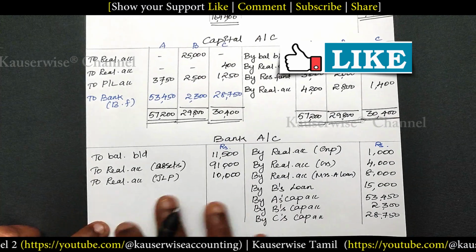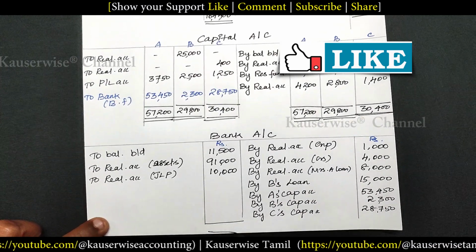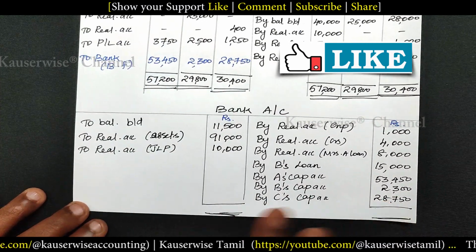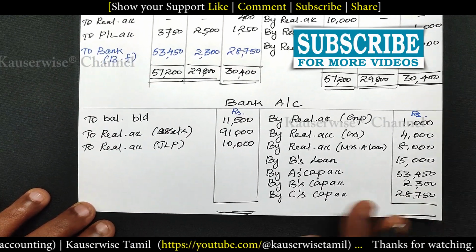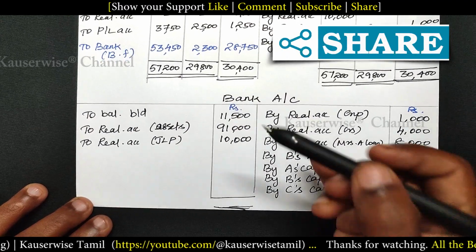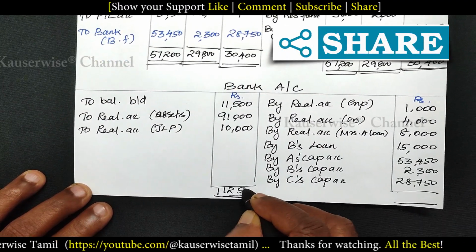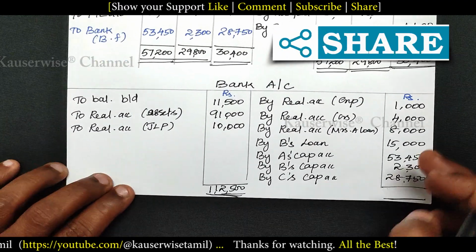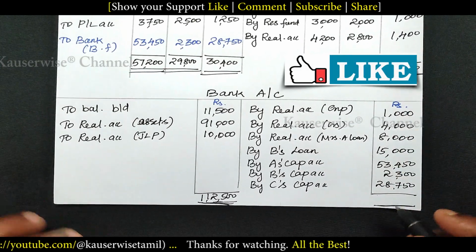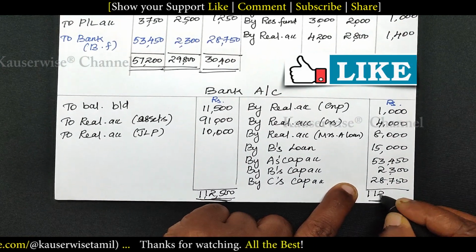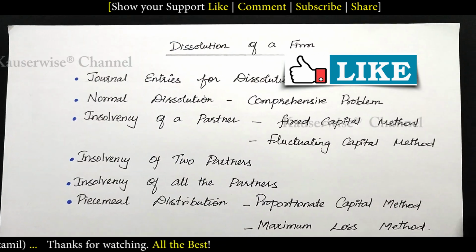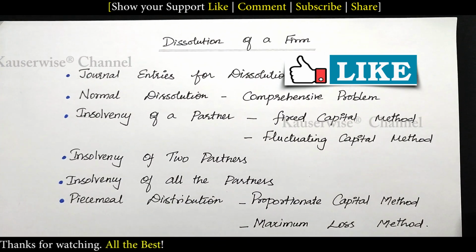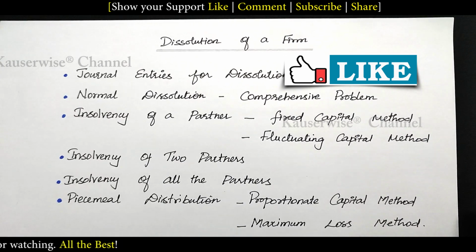So after making all these entries, now you can find out the total. In the bank account, you won't be getting any balancing figure. So receipts are equal to payments. You will be getting equal values, 1,12,500. In the same way, you can find out the total payments. You will be getting the same figure, 1,12,500. So this is the way to prepare the necessary ledger accounts under dissolution of a partnership firm.